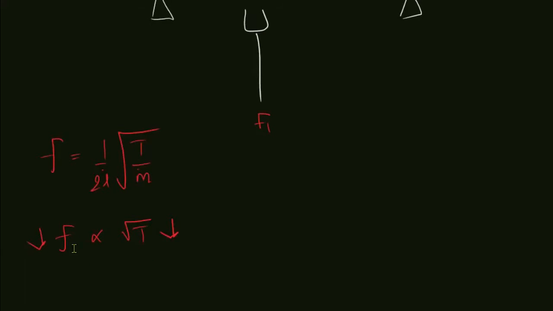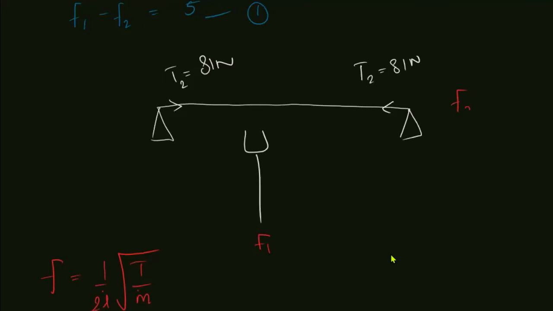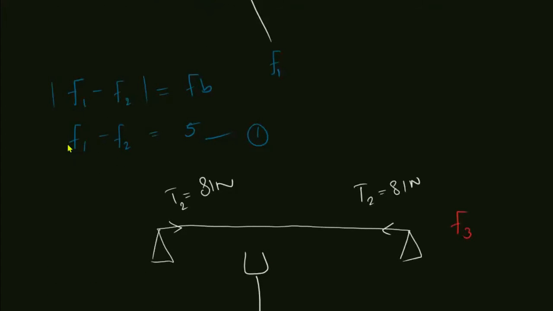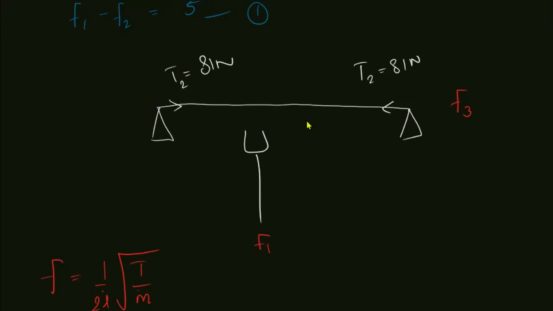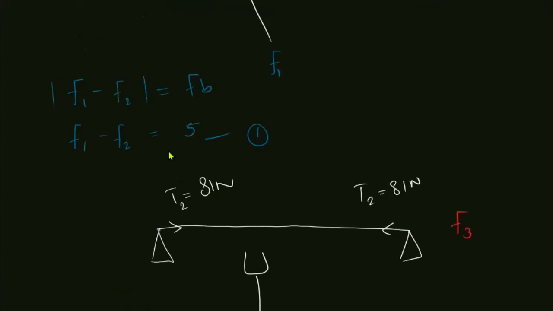But even though this changed, let's assume now the new frequency is F3. Even though this changed to F3, the beat frequency between them remains the same, it seems. How is that possible? If at least one of these changes, if F1 is the same and F2 changes, how come it still gives 5 hertz as the beat frequency, right?